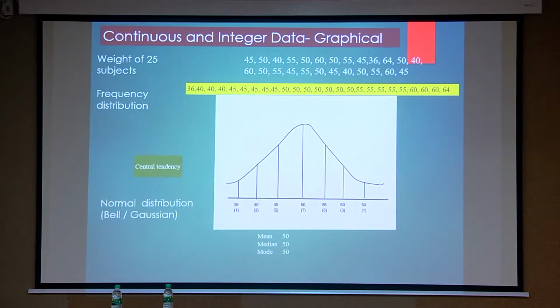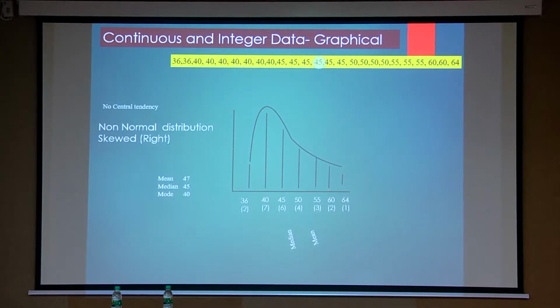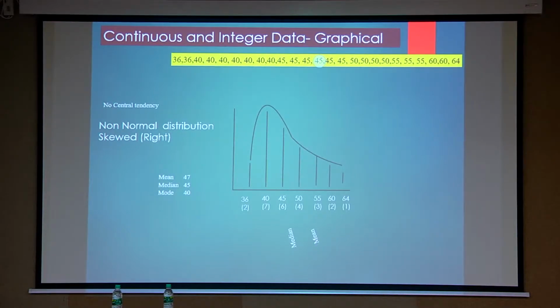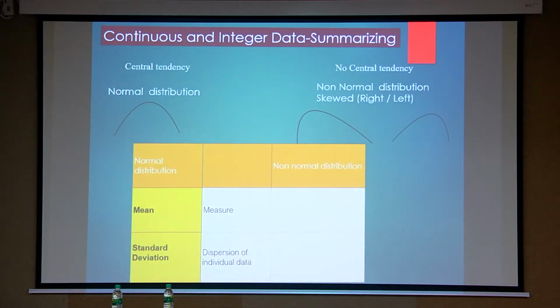In a normal distribution curve, the mean, median and mode will be the same. If we have this type of data, which has no central tendency, this is called a non-normal distribution curve. Depending upon the median value relative to the mean, it is said to be right skewed or left skewed. In a normal distribution curve, the mean gives the measure and the standard deviation gives the dispersion of individual data. Whereas in non-normal distribution, the median gives the measure and the percentiles, quartiles and interquartile ranges give the dispersion of the individual data.